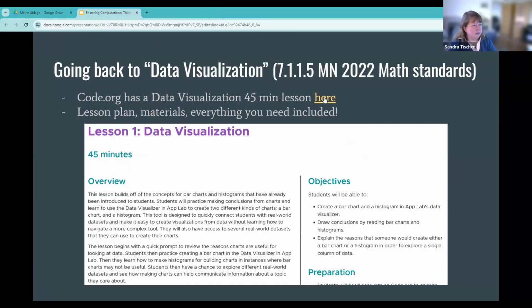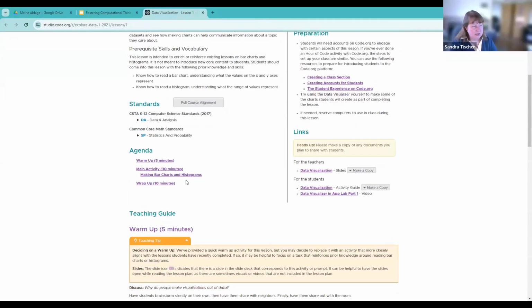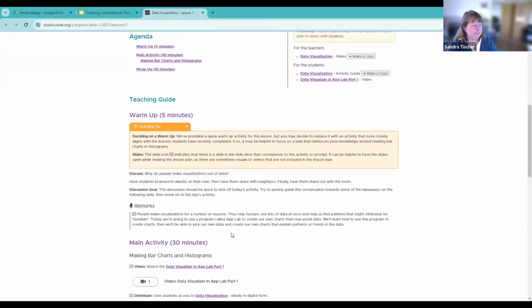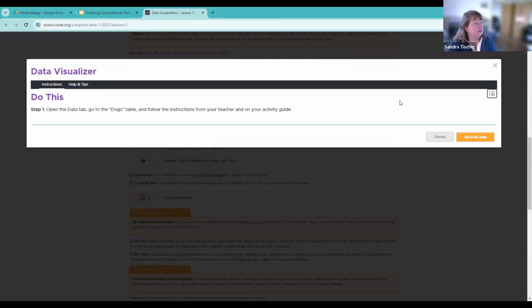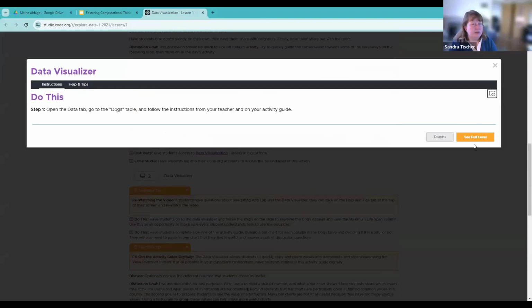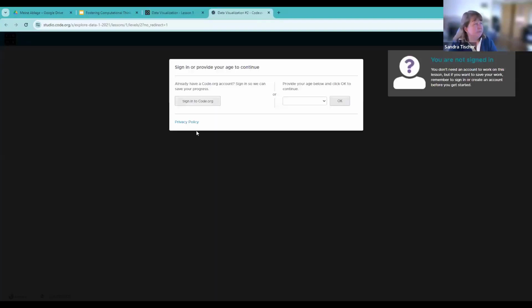And lots of other things. Okay. We can actually tinker around, and besides your favorite spreadsheet, can make the bar charts in a different way. So here we go. That's the docs table. So open the data, go to the docs table and follow the instructions from your teacher and your activity guide. See the full level.